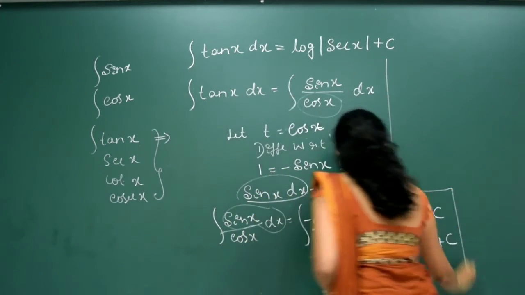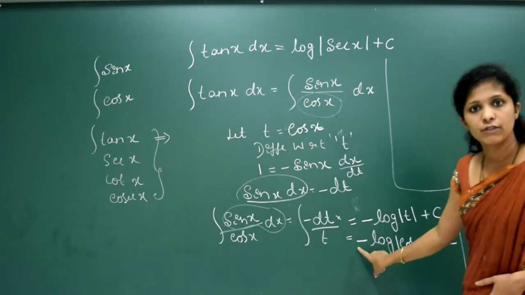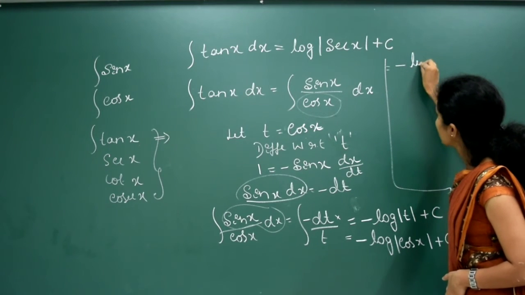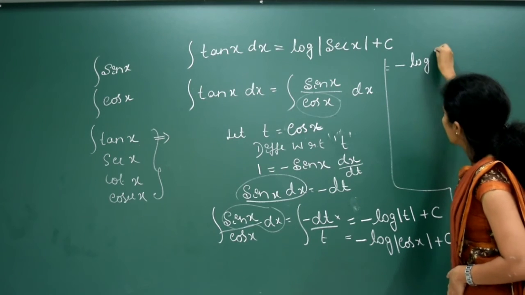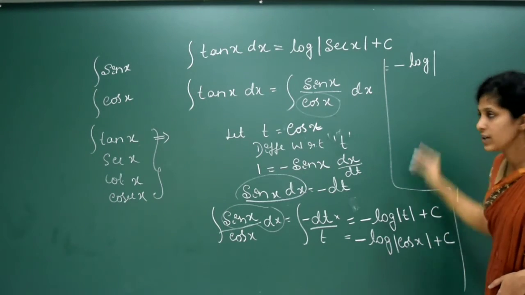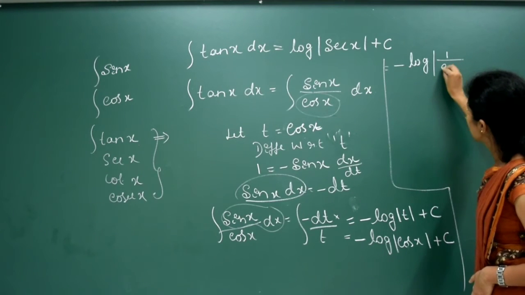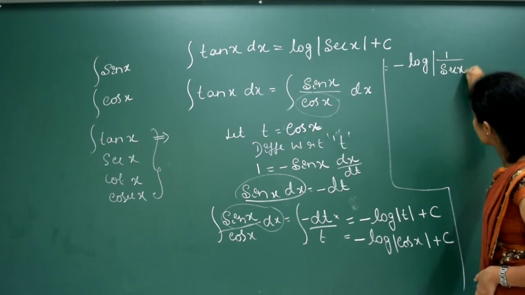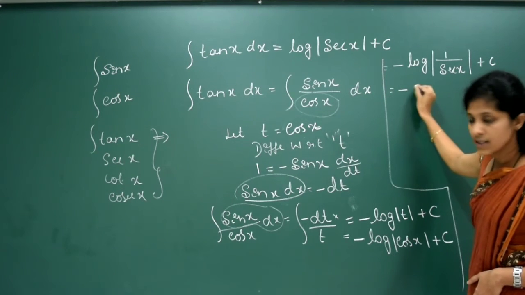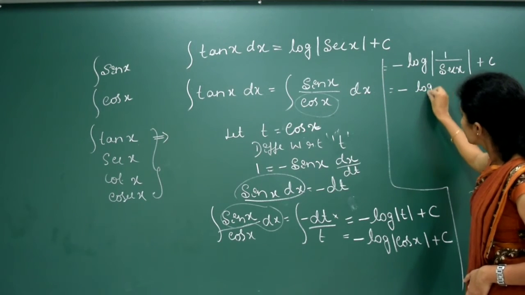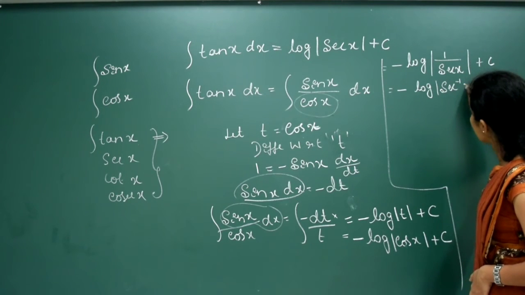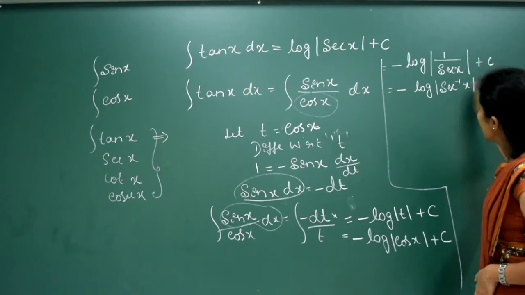Again, see, here we don't want this negative sign. We will remove this negative sign. How? This is equal to minus log of mod cos x, and cos can be written as 1 by secant, right? So this is equal to minus log of mod 1 by secant x plus c. So again this one I can write as minus log of secant inverse x plus c.